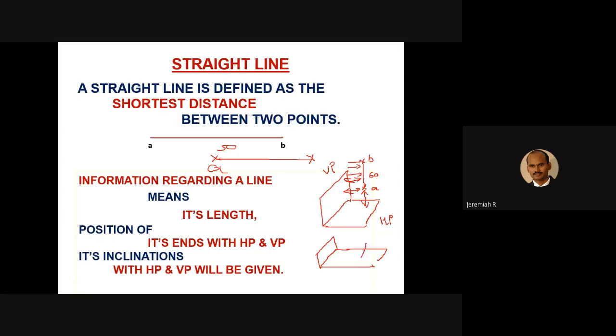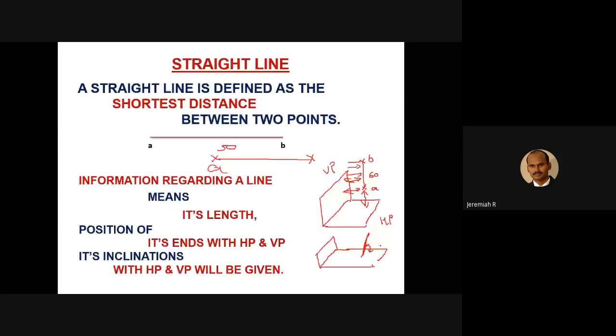Now the line is like this. Just imagine a line like this. It is somewhat inclined with respect to the horizontal plane. There is some inclination also. If you want to draw problems based on a line, you need the length. What is the length of the line? 60 mm. And what is the distance above HP and in front of VP? The distance is required, as well as the inclination with respect to HP or VP. Without that, we cannot solve the problem.